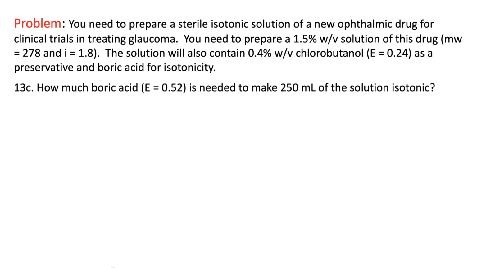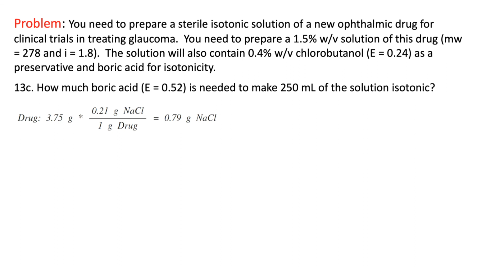And clearly the amount of boric acid we will need is the amount that's still left after we consider the tonicity contributed by our experimental drug and the chlorbutanol. So that's where we'll need to start off. Let's start with our drug. Now that we know how much drug we're using, 3.75 grams, what we need to do is convert that to an osmotically equivalent amount of sodium chloride.